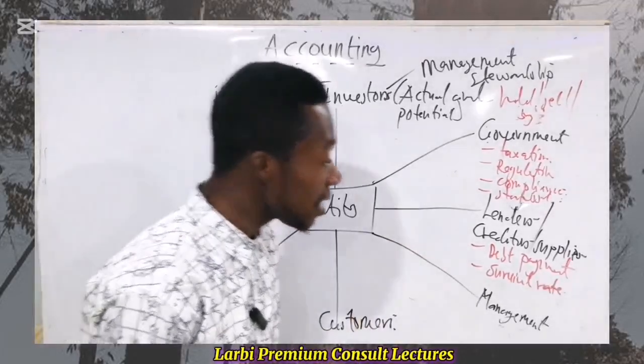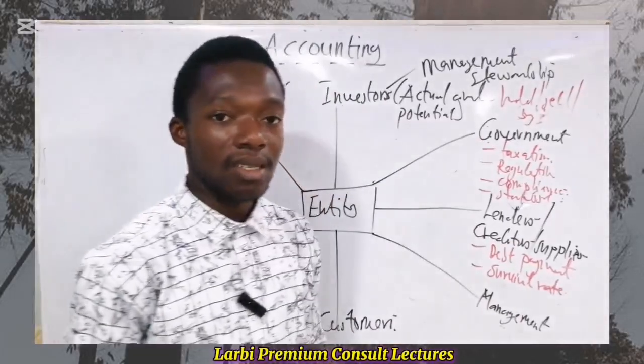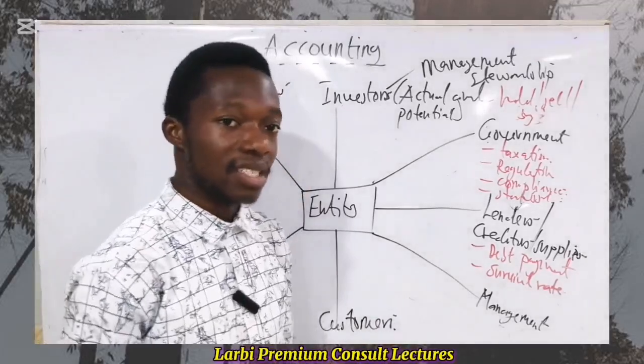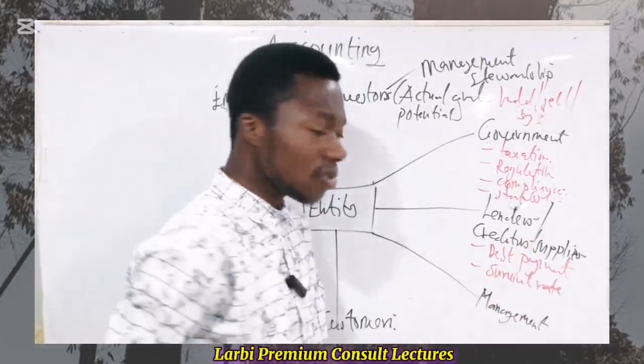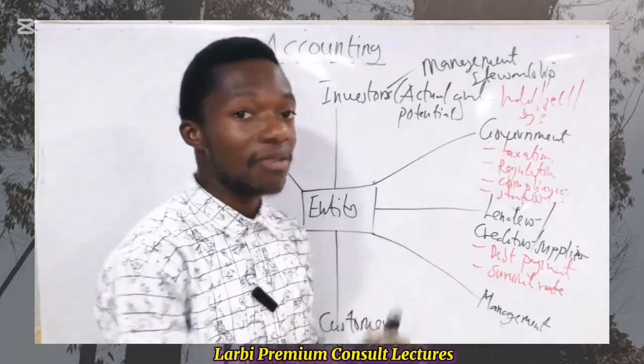Banks, creditors, or suppliers, they supply goods and services to the entity. They need to know the survival rate of the entity. Through the financials, they will get to know the survival rate of the entity, and also to know whether the business can pay them their debts that they have given out.